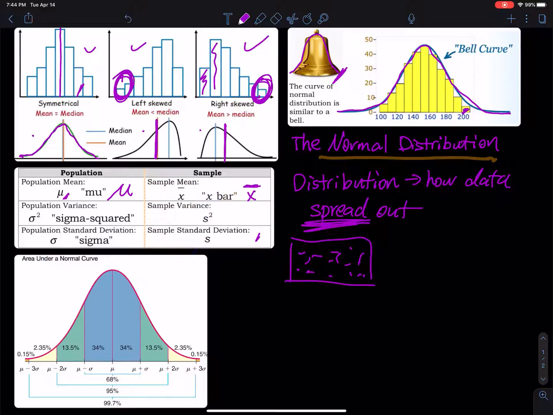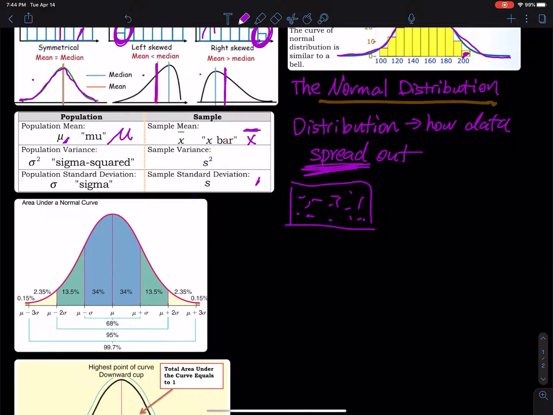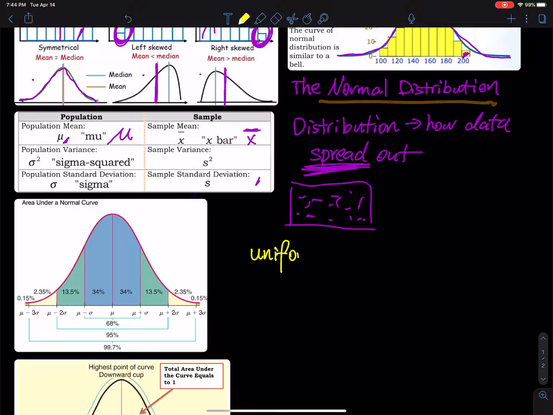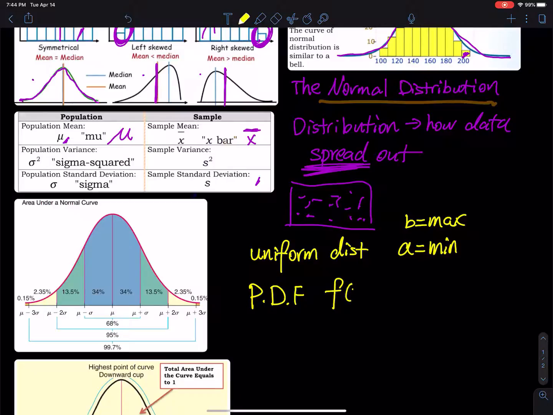All right. So we just talked about uniform distribution last time. So let's use a different color for that. So uniform distribution. That is another type of distribution. So DIST for distribution. What do you have in there? A is the minimum and B is the maximum, right? And the probability density function, which means a function, is f of x equals 1 divided by the maximum minus the minimum. That is the probability density function of uniform distribution. A is min, B is max, X is a random variable.